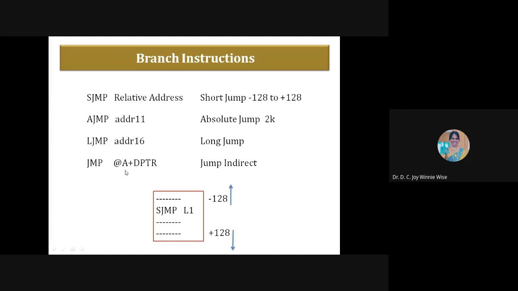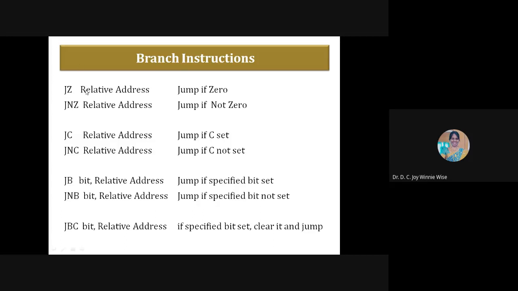That is, we have to add the content of the accumulator and DPTR, and find the value to that memory location. We have to jump. Okay. Next one is what we have seen already, jump zero. If the zero bit is set, we have to jump to that memory location. So next one is jump not zero. If it is not zero, jump to that memory location. Next one is jump carry. If the carry is set, jump. Next one is jump no carry.